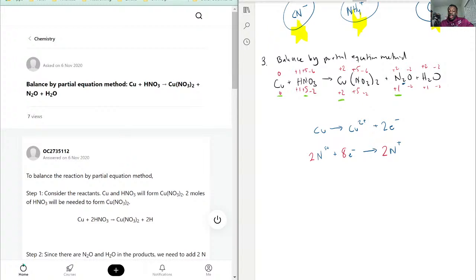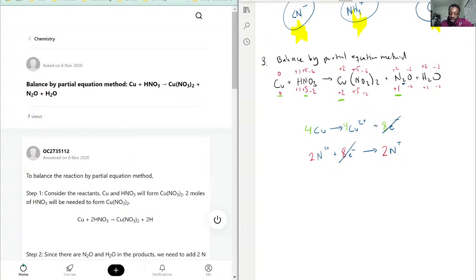Alright, and now let's try canceling the electrons. But wait, there is 4 times more electrons from the nitrogen side than the copper side. So in order to make up for it, we also have to multiply everything up here by 4. Okay, so now we have 4 copper, which goes into 4 copper 2+, plus 8 electrons there.